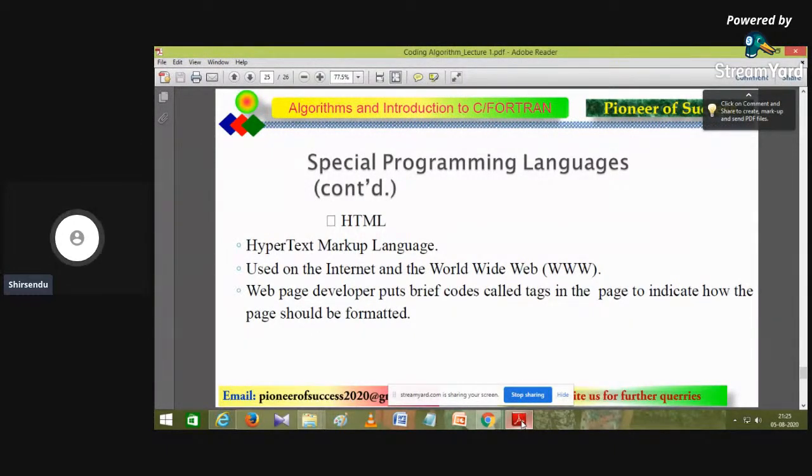When will our next class be? I will inform you. I have already shared one timetable. Based on that, we'll be doing the next classes. And before every class, we'll inform you. You are getting emails constantly. So let me end this session here.